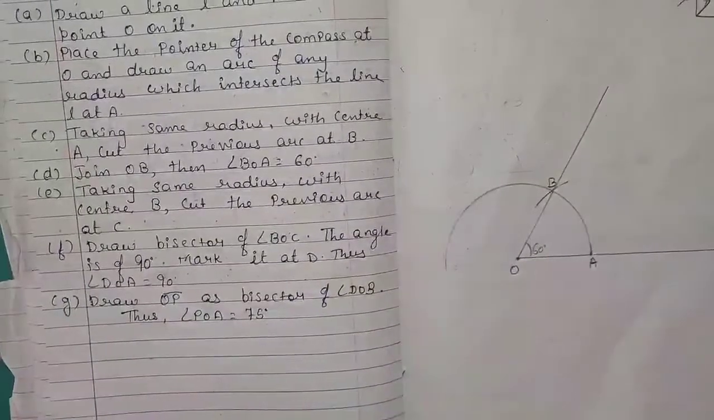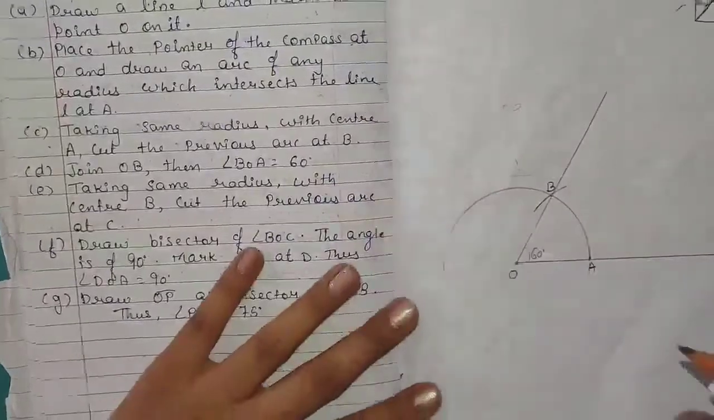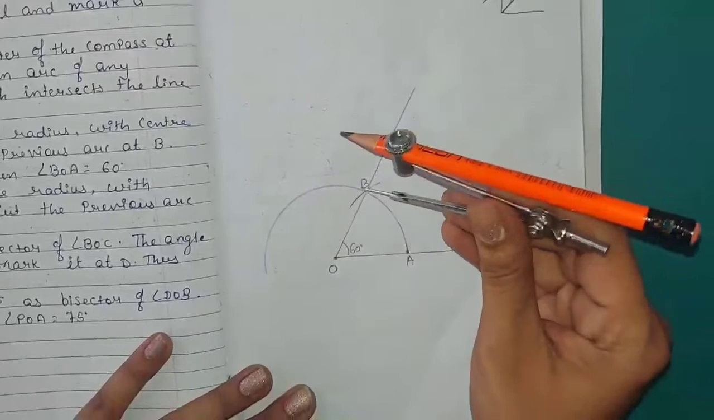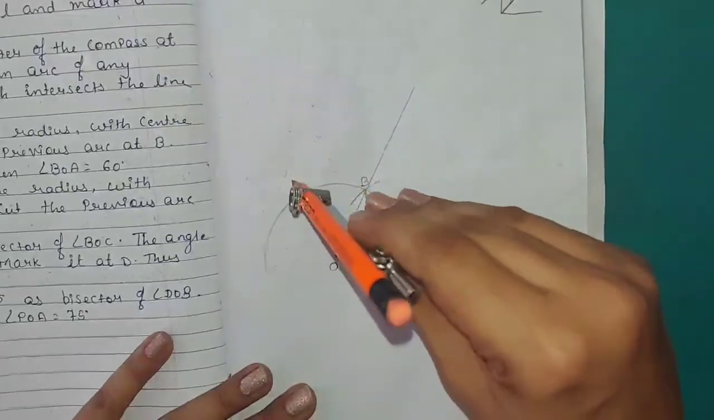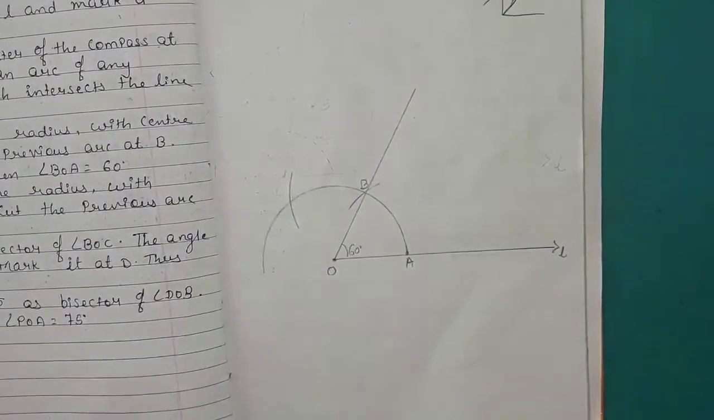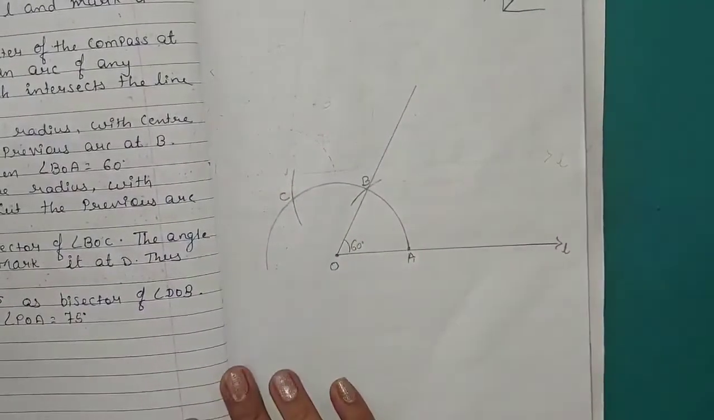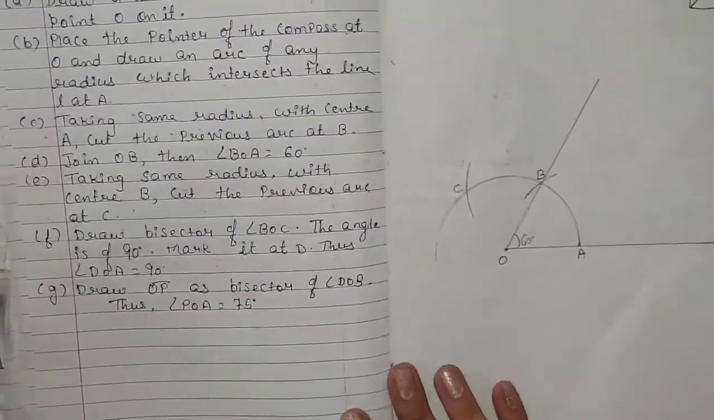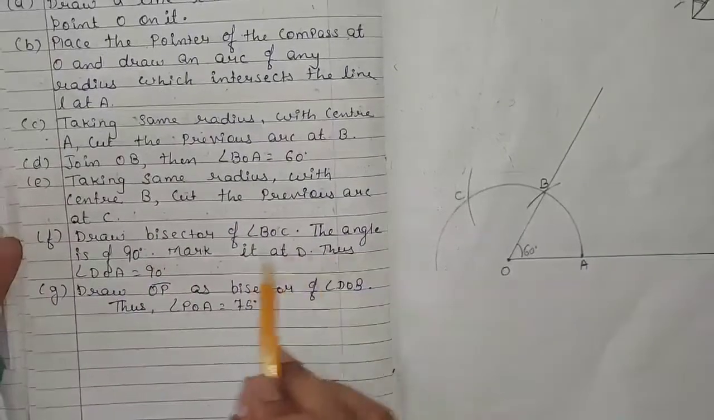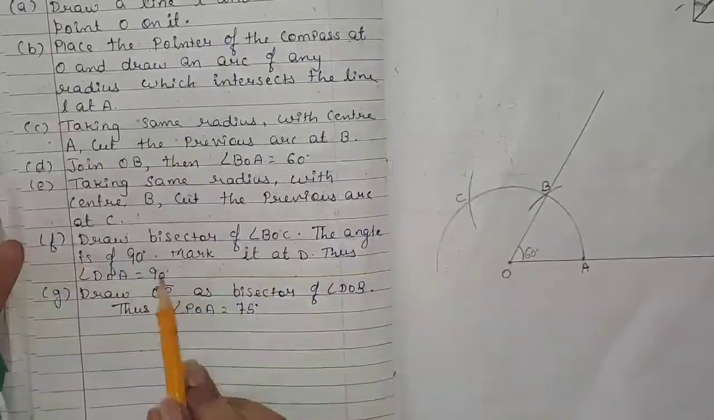Taking the same radius with center B, cut the previous arc at C. So we have still kept the opening of the compass the same. Taking B as the center, we have to cut one more arc and label it as C. Now let us see the next step. Draw the bisector of angle BOC. Mark it at D and thus angle DOA equals 90 degrees.